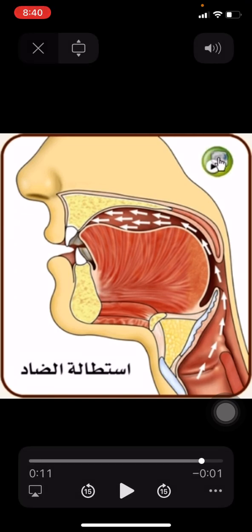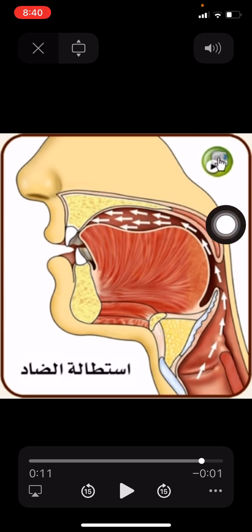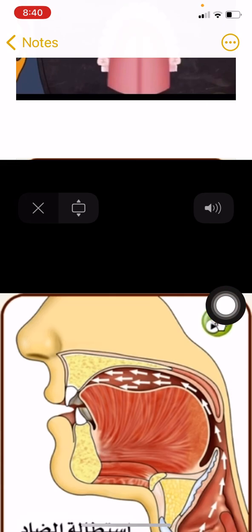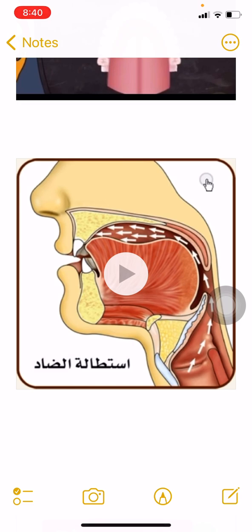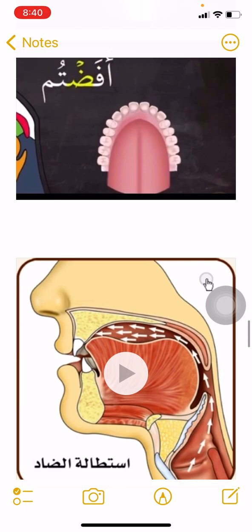Notice here the back of the tongue is elevated. The air is gathered here, making pressure and pushing the tip of the tongue from here to here. Okay, I hope you understand our lesson, and we will discuss what we have explained today in the next lesson, inshallah, and we will be trained on it. Thank you.